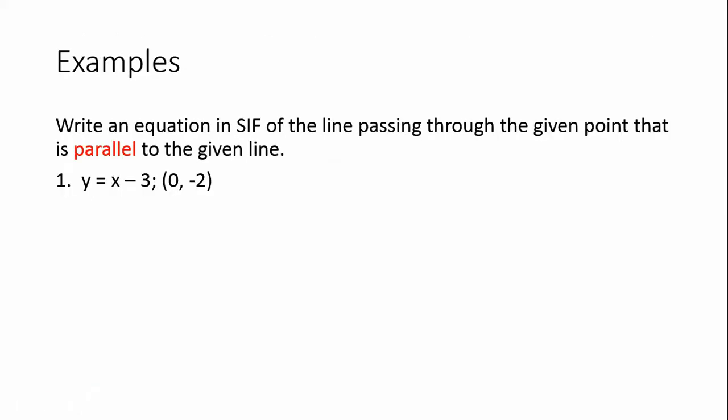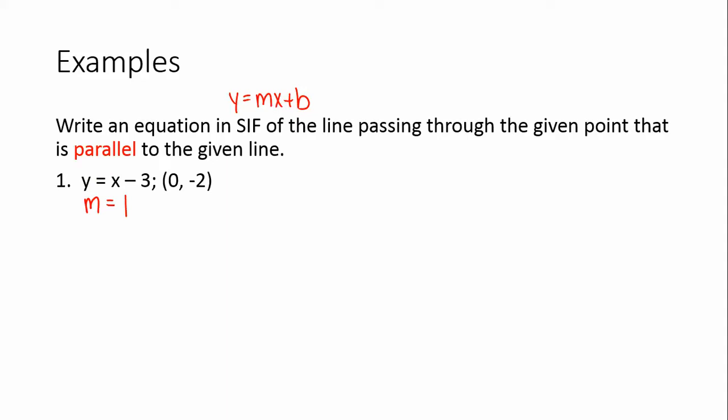First we're writing the equation in slope-intercept form. That's the first thing to notice. And remember that's y equals mx plus b. And we're writing that equation of the line that passes through the given point, in this case it's (0, -2), and it's parallel to the given line. So the first thing we need to figure out is what is the slope of this line. The line we're given is already in y equals mx plus b form, so I know that the slope is the number in front of x, in this case a 1.